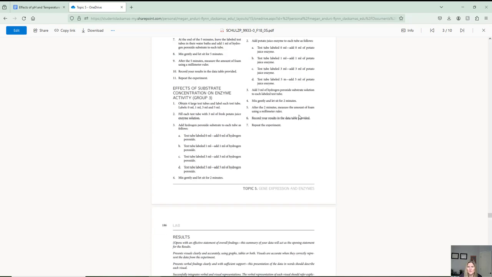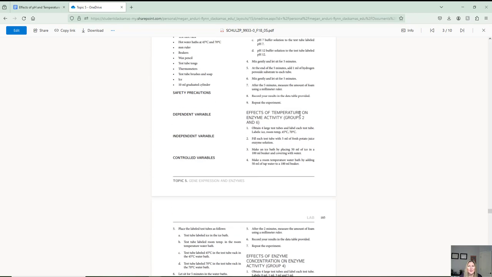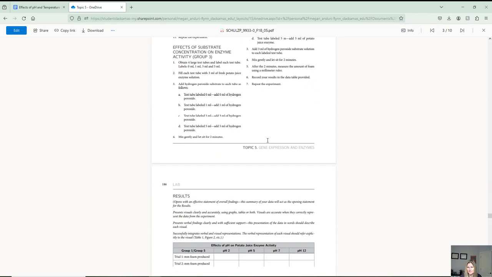Basically what we're measuring is how much the bubbles are produced. You'll mix it gently and then you'll see all these bubbles or foam start producing. That's indicating that the hydrogen peroxide is breaking down into water and oxygen gas. You'll see the oxygen gas being released, and you'll see it as the foam. So you'll measure how much foam is in the test tube, and that will be your results.